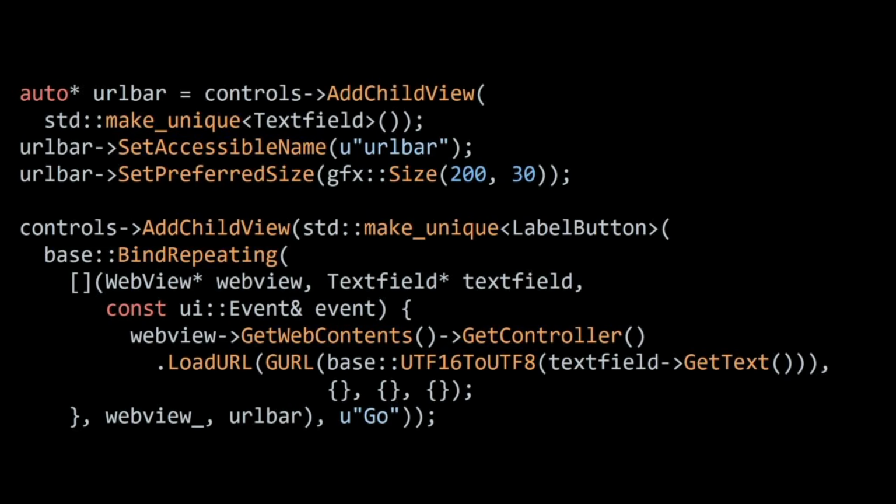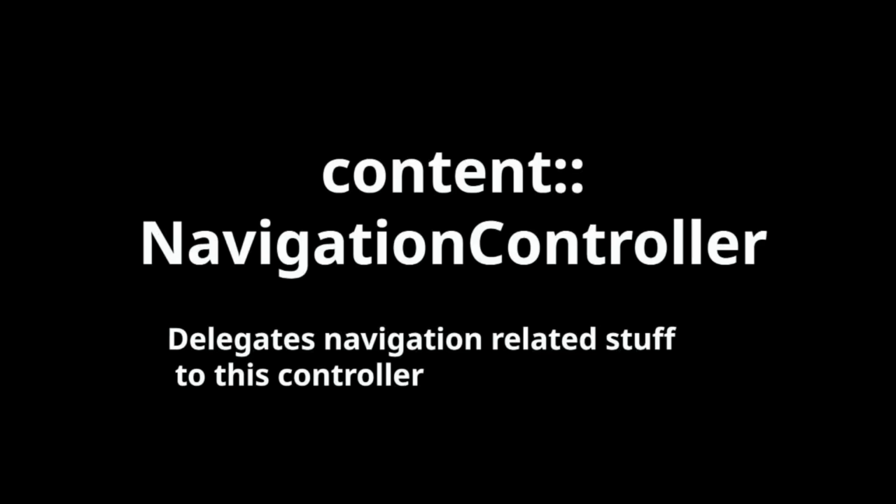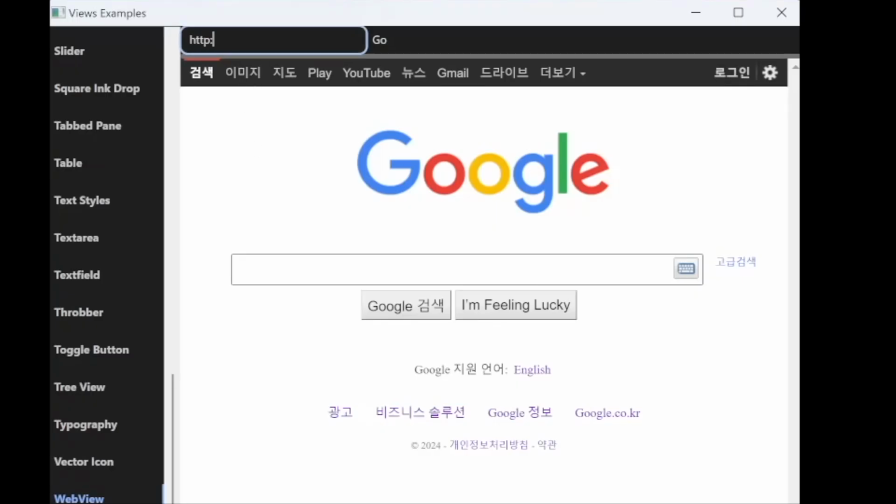In the callback, you can see we're getting web contents out of the web view and getting the controller. And load URL method belongs to the controller. The returned controller is a navigation controller. A web contents has one navigation controller. All navigation-related operations and data are delegated from web contents to navigation controller. This will be like this.